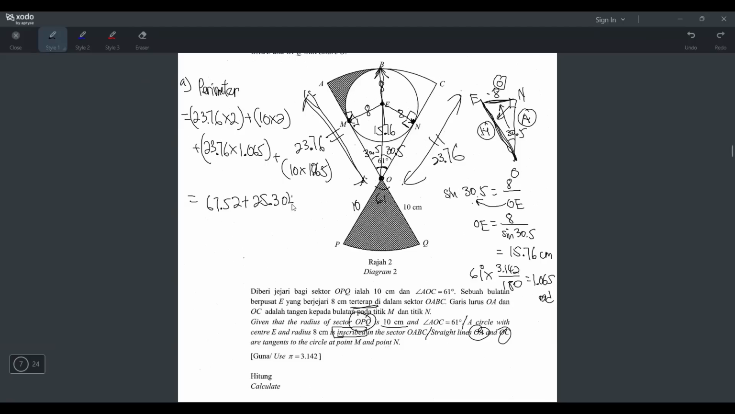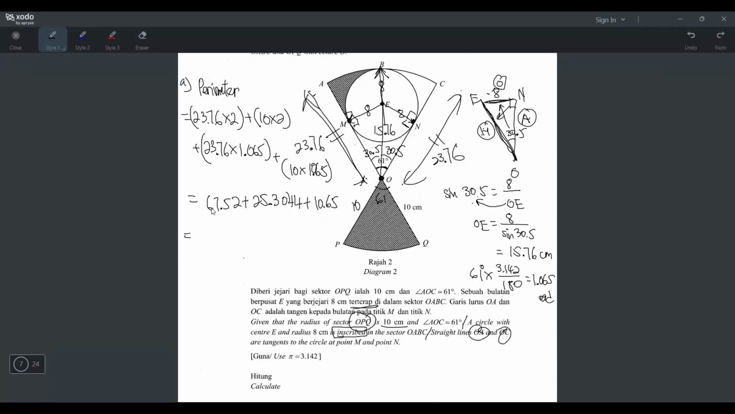25.3044. Okay, now don't round off first. Later, only round off at the final answer. Okay, what about 10 times 10.65? Sorry, 10 times 1.065. So it'll be 10.65. Okay, now plus everything. So the answer plus 10.65 plus 67.52.